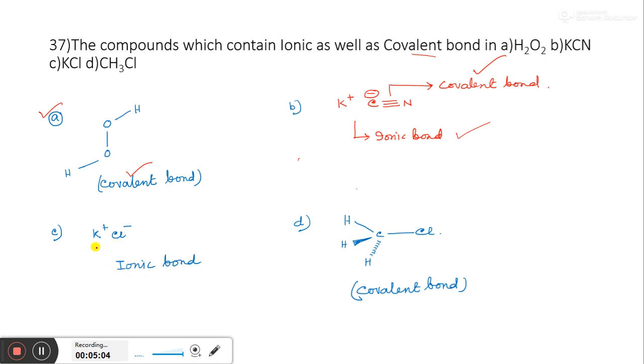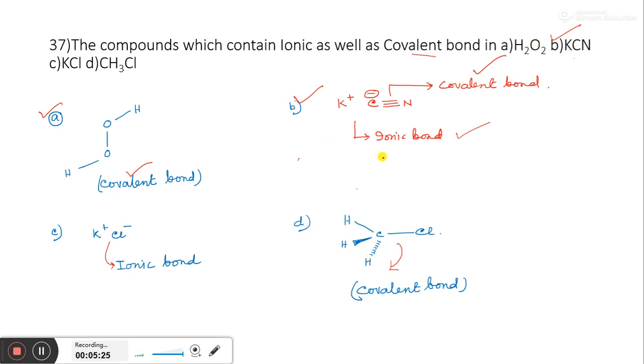In KCl, where K plus and Cl minus exist, only ionic interaction exists, so an ionic bond is present. In the case of methyl chloride, only covalent bonds are present. There are four covalent bonds. So in the molecule KCN, ionic bond as well as covalent bond are present. So option B is the correct one.